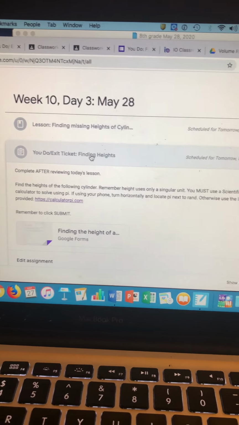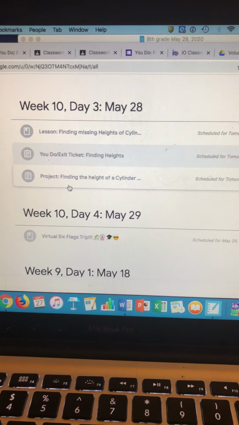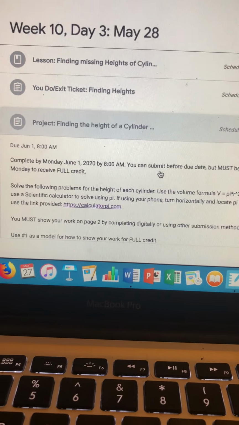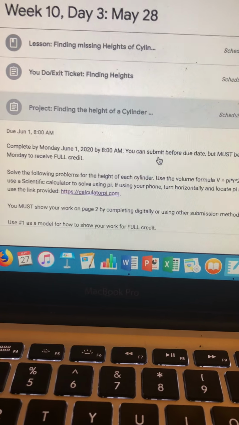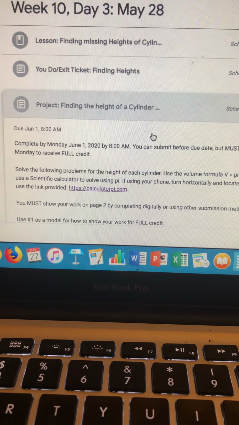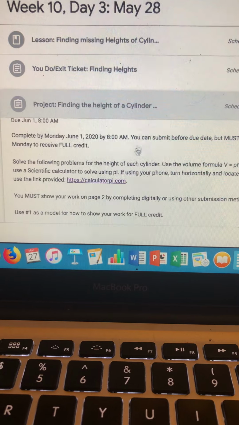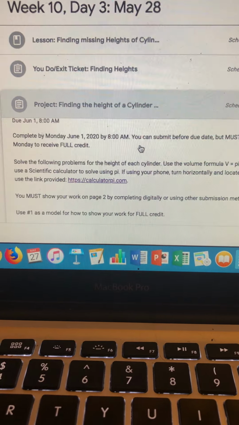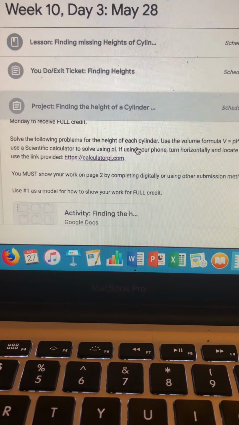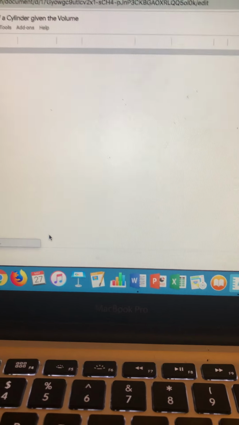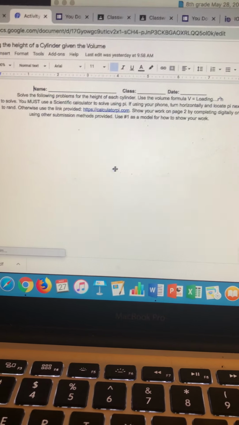The other attachment that's here, you'll notice it says project. Project for finding the height of a cylinder. So this is really just an activity we had planned for you. But since you have your virtual trip tomorrow to Six Flags, woohoo, can't wait. This is going to be due by Monday, June 1st by 8 a.m. Okay, it's really not that difficult, guys. You're going to be finding the heights of the cylinders and making your way through the maze.